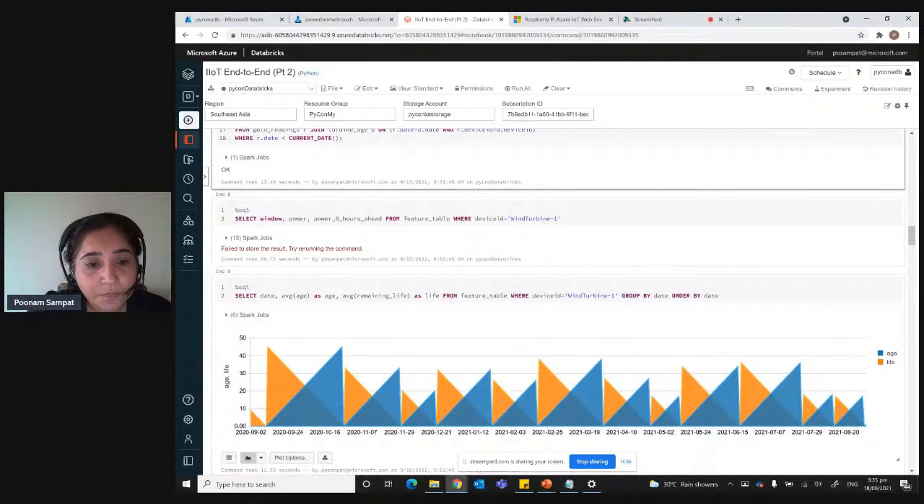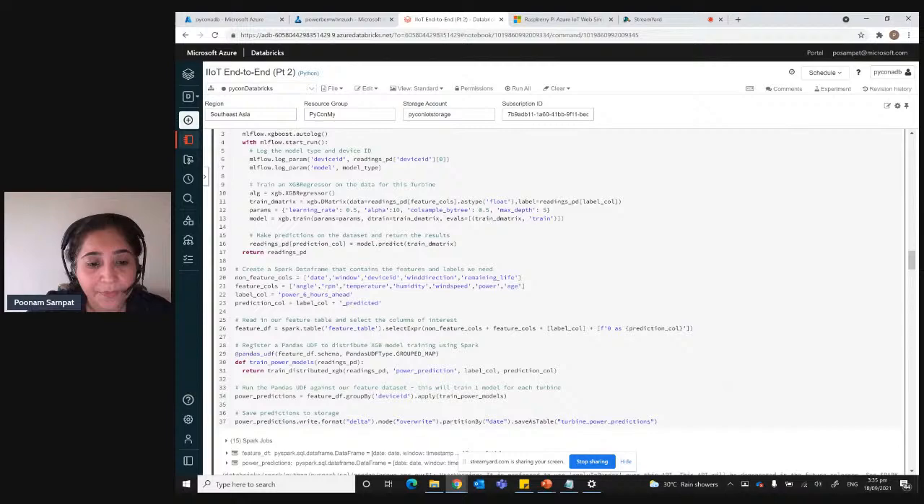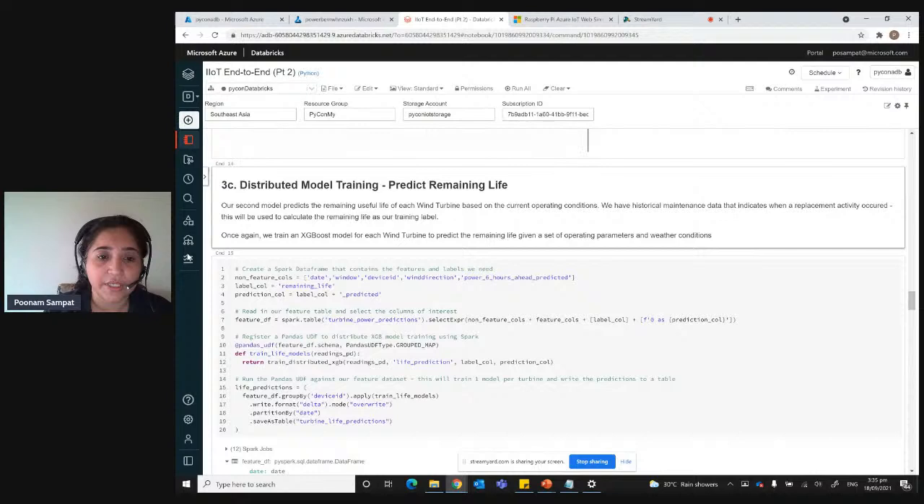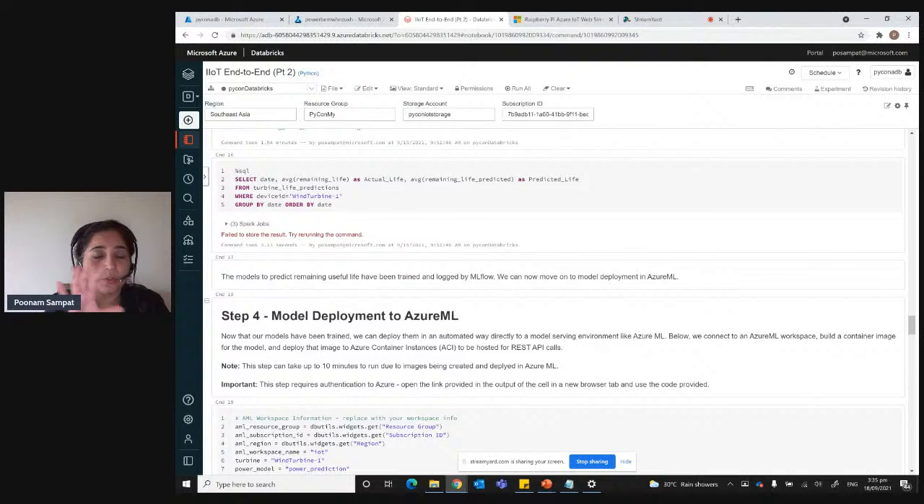Now, if you see over here, I'm just using the XGB regressor model and passing in that input data, right? And then after that, I'm using the XGBoost regressor again for predicting the remaining life. Nothing fancy over here, really. Now, once I have trained the model using the data, what do I want to do? I want to test the data, validate the data.